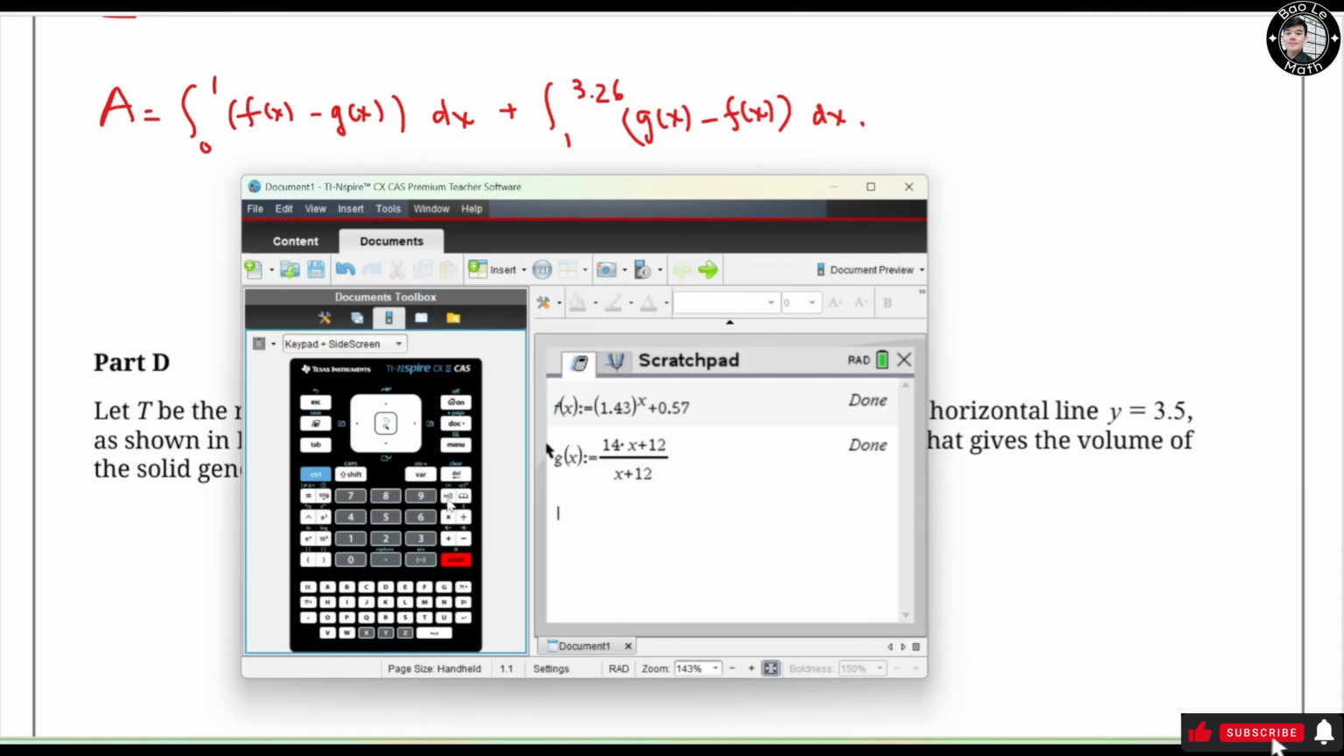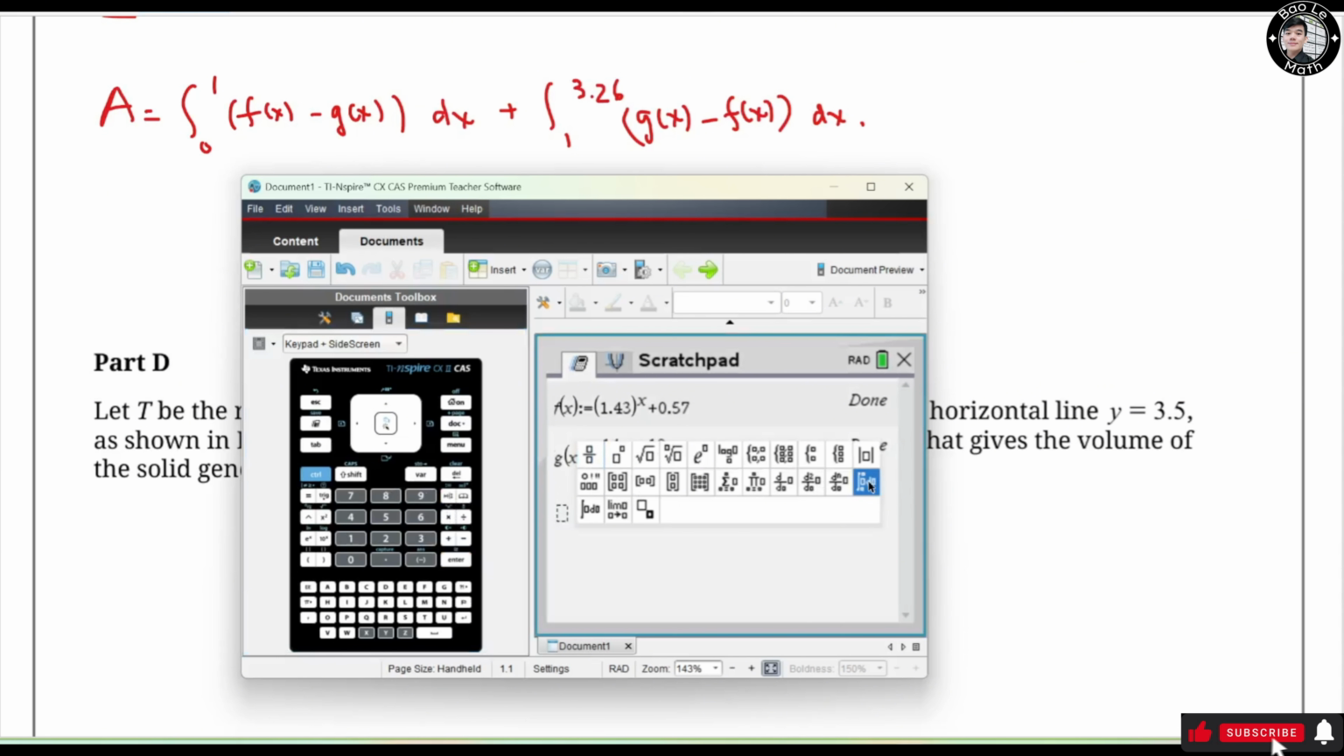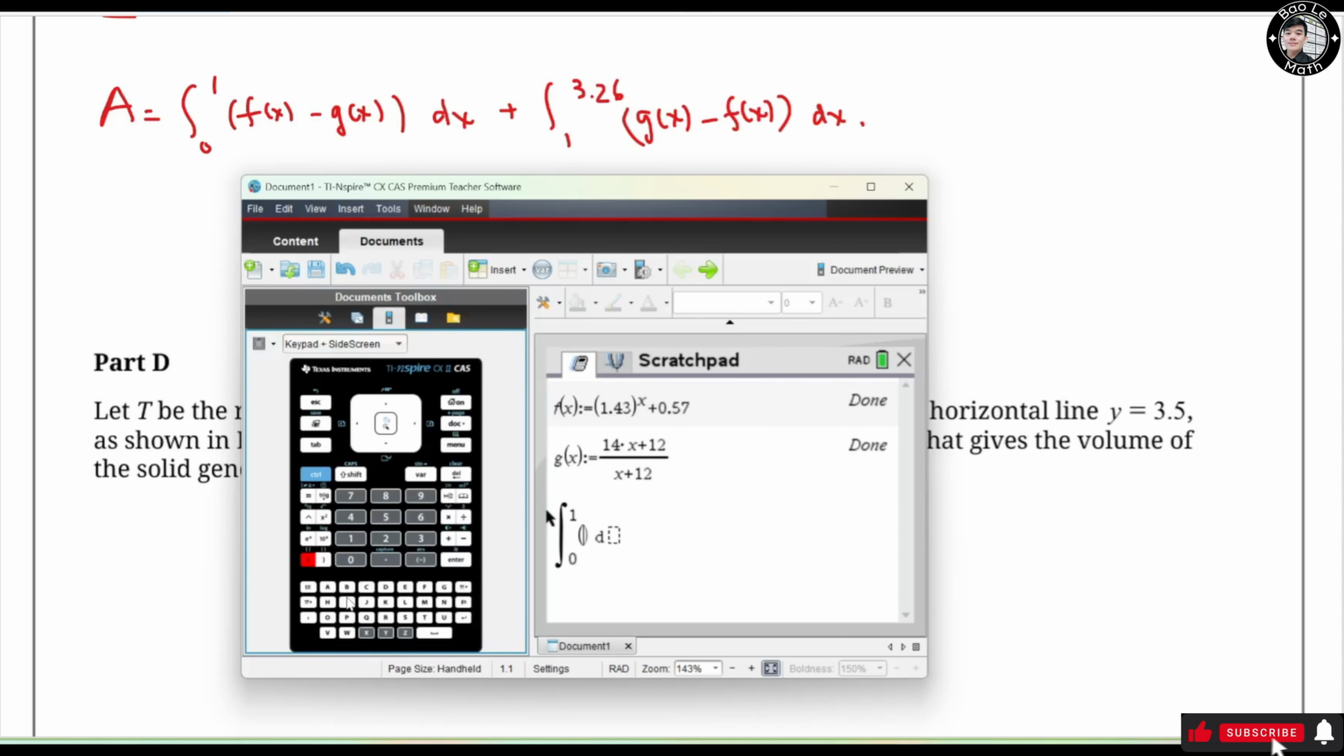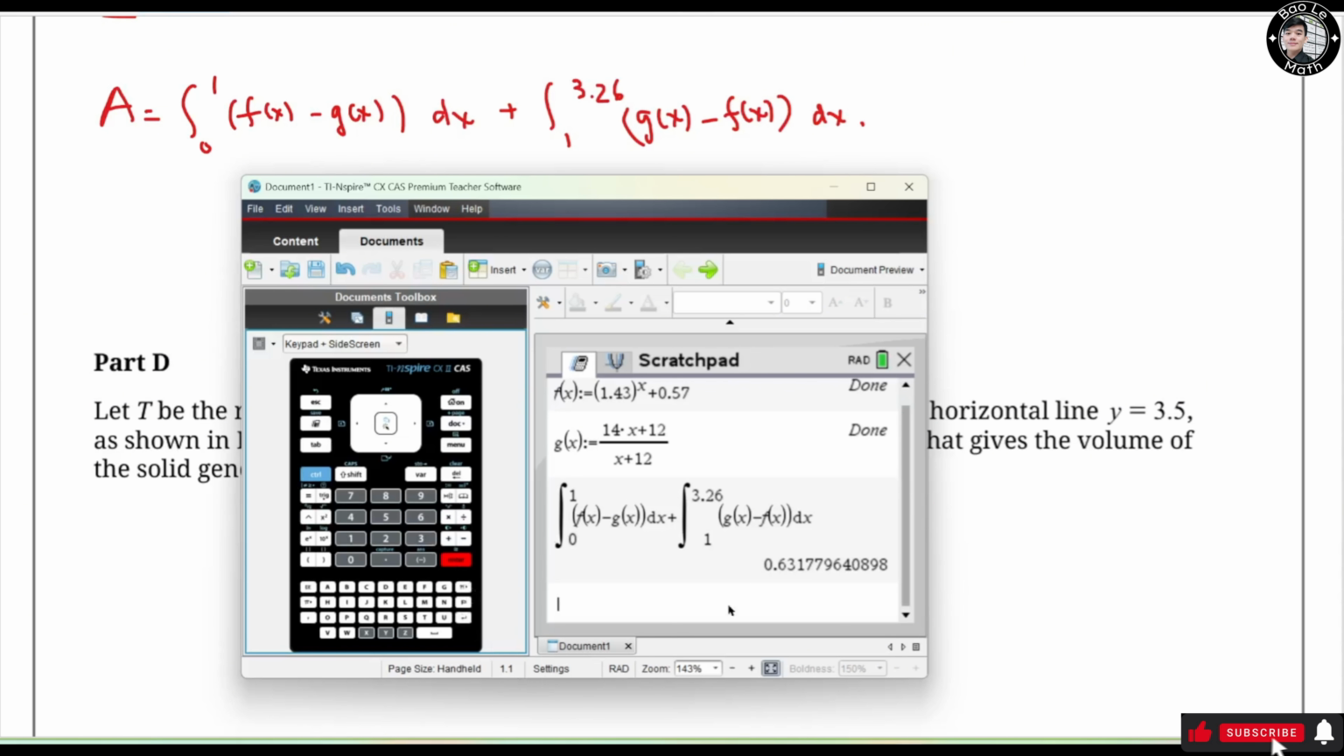Alright, now you're going to press the button right here, input the interval right here from 0 to 1, of f of s minus g of s. I'm going to copy this one over here. Interval from 1 to 3.26, g of x subtract f of x, press Ctrl, Enter. X could be 0.632, right?